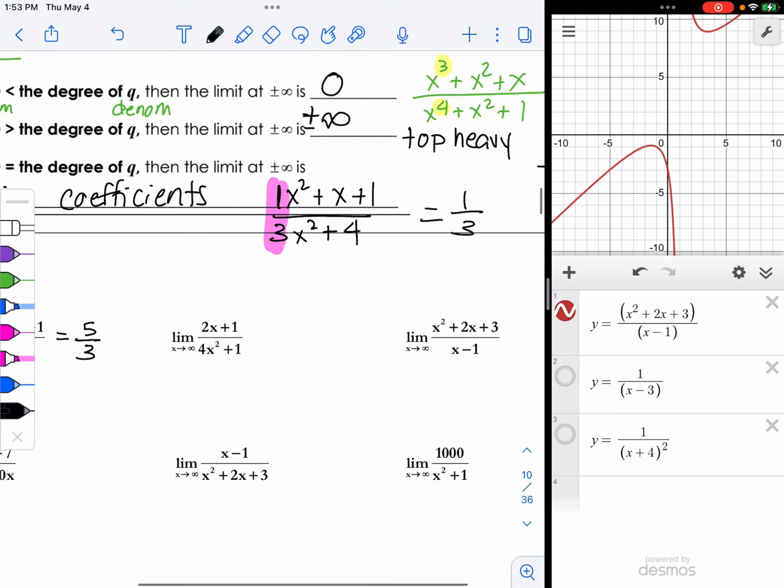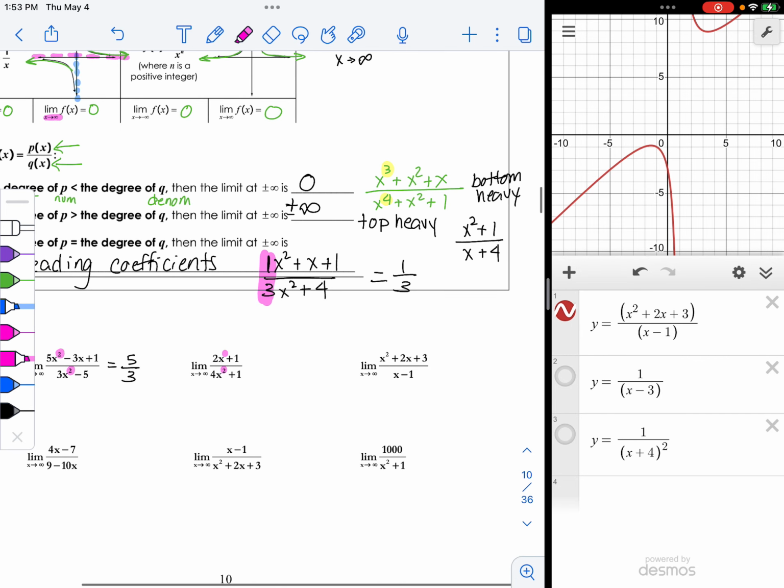This next example, I can see that my top power is 1 and my bottom power is 2. That bottom is bigger, so we call this bottom heavy. So I will have a horizontal asymptote at 0. So my limit as x goes towards infinity will also be 0.